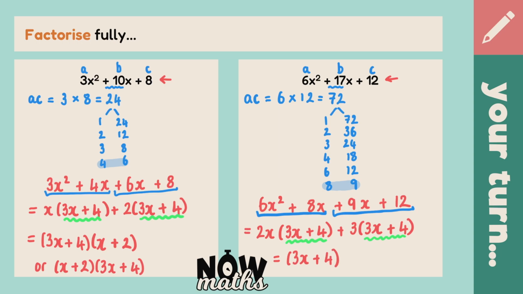Then if we look at the first term, if we divide by 3x plus 4, we're left with 2x. And then looking at the second term, if we divide by 3x plus 4, we're left with 3. And this is our fully factorised answer. Again, the brackets could be written in the opposite order and still be correct.